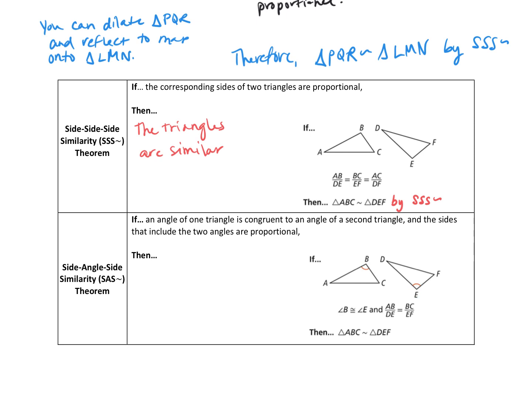So here's our congruent angles. If AB over DE, that ratio, is equal to BC over EF, the two sides that have that angle included, then you have similar triangles. So then the triangles are similar. So we just looked at that picture over there. So then our triangle ABC is similar to triangle DEF by the side-angle-side similarity.